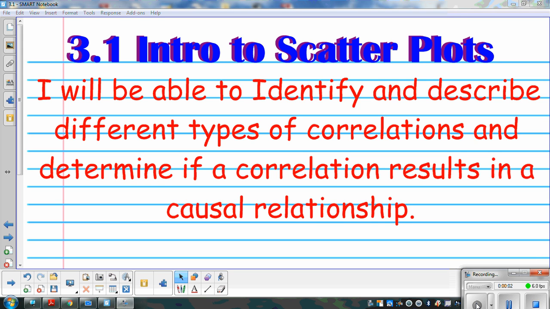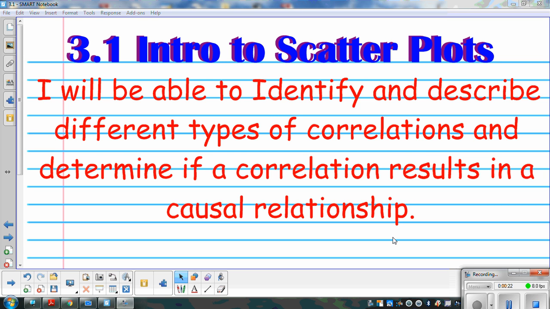Today we begin Unit 3. We will be looking at our introduction to scatter plots. Today's lesson will be more paper and pencil. When we begin tomorrow's lesson on 3.2 is when we will introduce the calculators. Today you're going to learn how to look at and analyze scatter plots by hand.